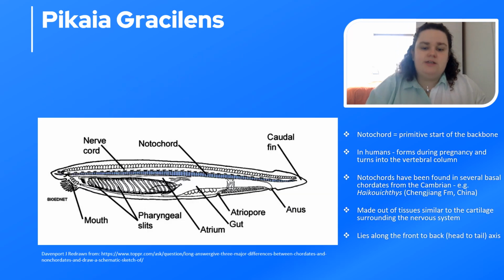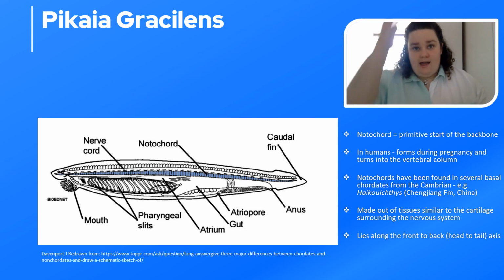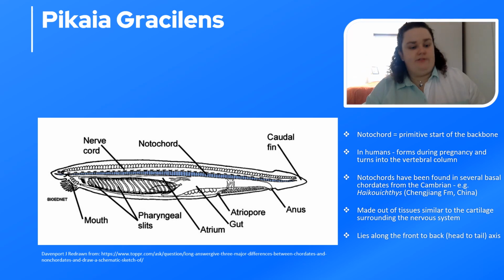So the notochord is a primitive start of the backbone, highlighted here in blue. In humans, it forms during pregnancy and it turns into the vertebral column. Notochords have been found in several basal chordates from the Cambrian. Another example, as well as Pikaia, is Haikouichthys, which is from the Chengjiang Formation in China. And it's made out of tissues similar to the cartilage surrounding the nervous system. And it lies along the front to back, so the head to tail axis, kind of like what our vertebral column does.